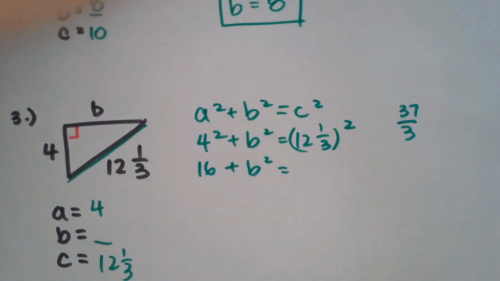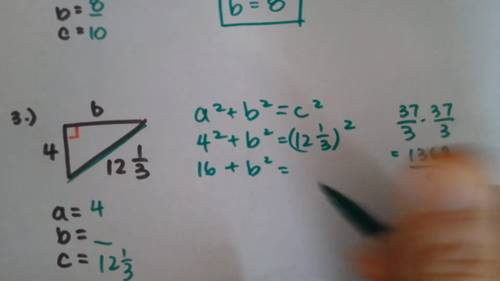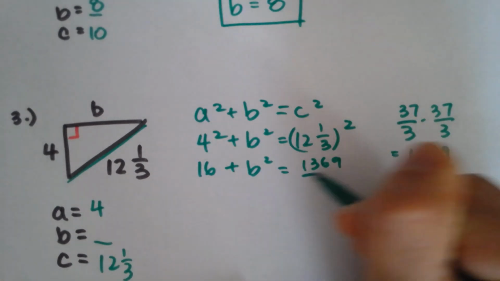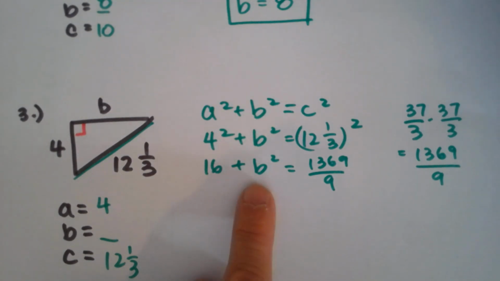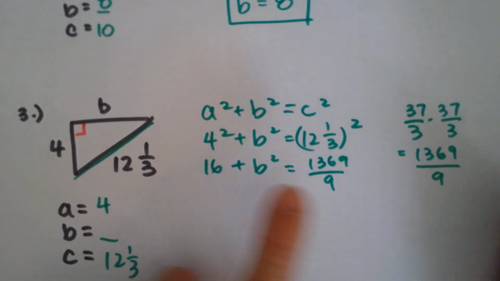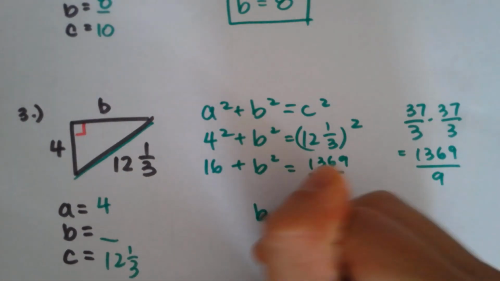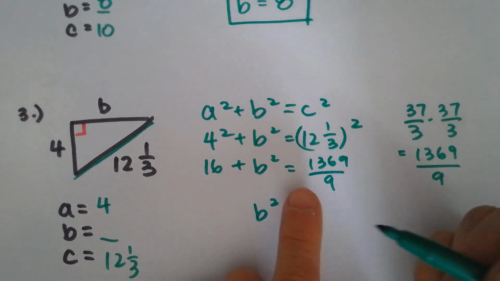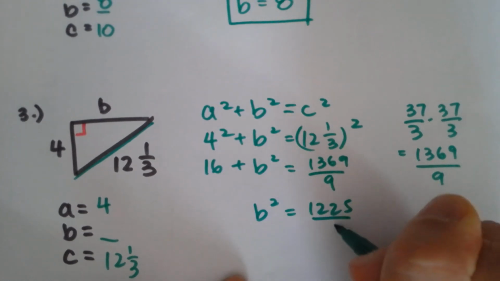Now, if I do 37 over 3 times 37 over 3, because we're squaring it, that's going to give us 1,369 over 9, because 3 times 3 is 9. So I'm going to write 1,369 over 9. Hopefully you guys are using your calculators for this. Once I have this, I need to get B squared by itself. So I'm going to subtract 16 here, subtract 16 here. You all should know how to subtract fractions. I'm not really going to go through the process because by now you should know how to do that. So 1,369 over 9 subtracted by 16 gives you 1,225 over 9.